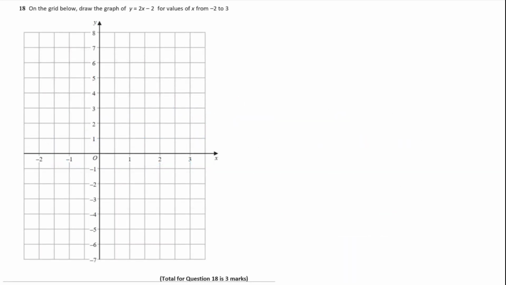Question 18. On the grid below, draw the graph of y equals 2x minus 2 for the values of x from minus 2 to 3. Okay, so we're going to have to draw this graph here. Now, what sort of graph is this? Do you know?